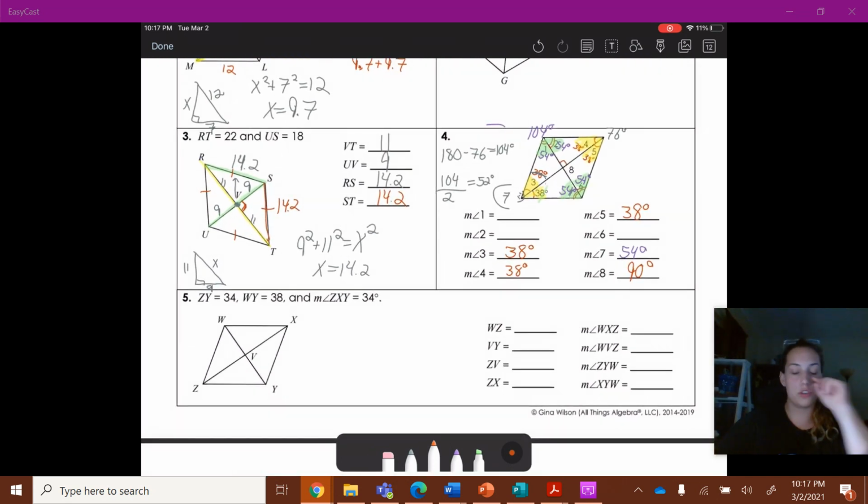Okay, extra credit for this video is tell me the origin of the name rhombus. Where did it come from? Why is it called a rhombus? Okay. It's not like parallelogram, where it makes sense with the two pairs of parallel lines. What is the origin of a rhombus? And give me an example of one in real life.